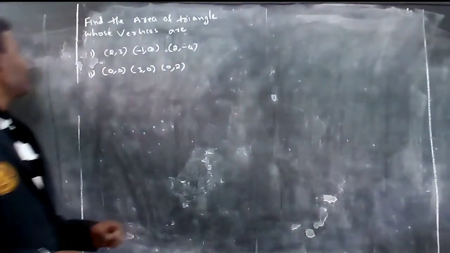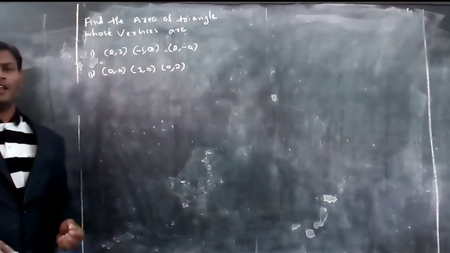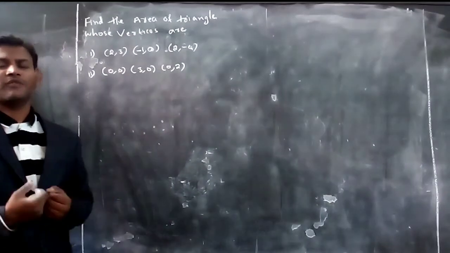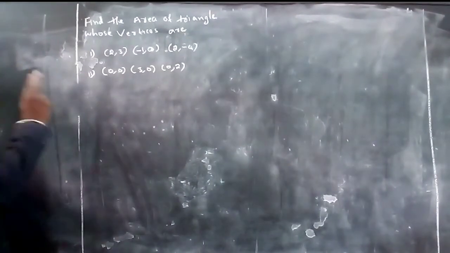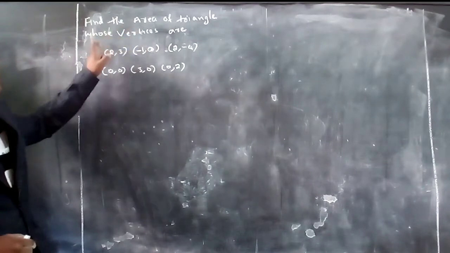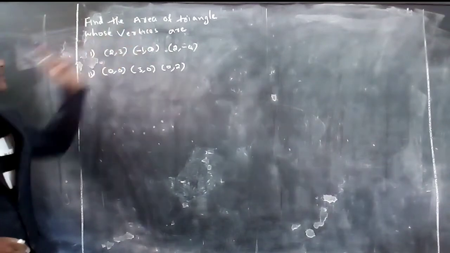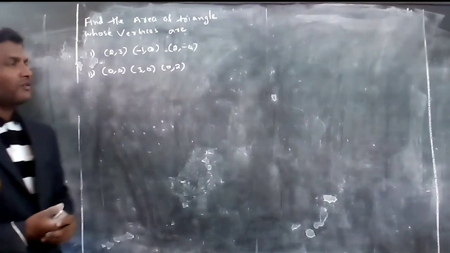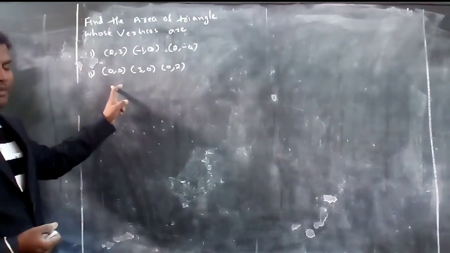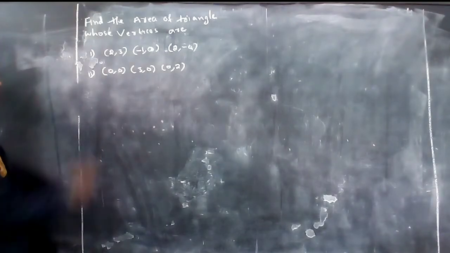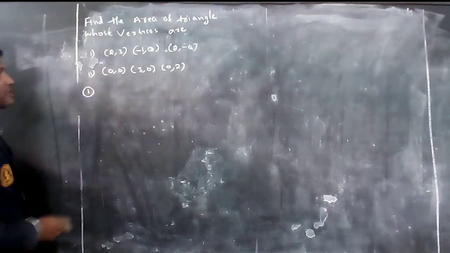Now here I am going to explain problems on area of triangle ABC. Already we discussed the area of triangle ABC formula. Simple. Here I have two questions. First, find the area of triangle whose vertices are (2, 3), (minus 1, 0), (2, minus 4). Second one, (0, 0), (3, 0) and (0, 2).